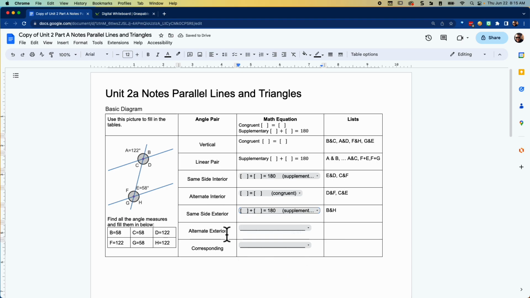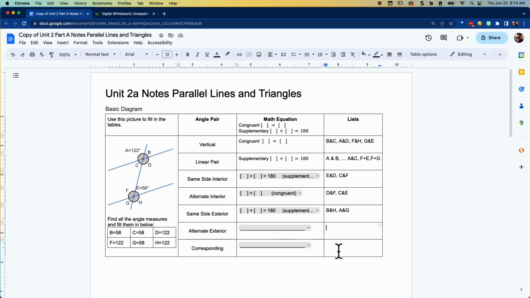Alternate exterior. Let's see, what is alternate... Oh, let's finish this. B and H are same side exterior. A and G are also alternate exterior. Okay, alternate exterior, again, we have on either side. Alternate means one from the right, one from the left. Exterior means one from above those two lines and one from below the two lines.